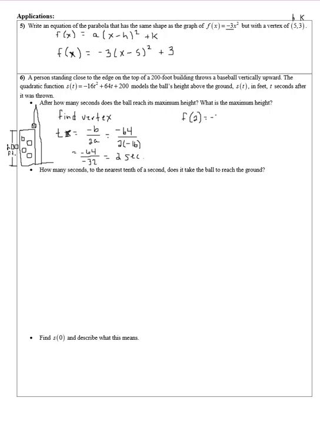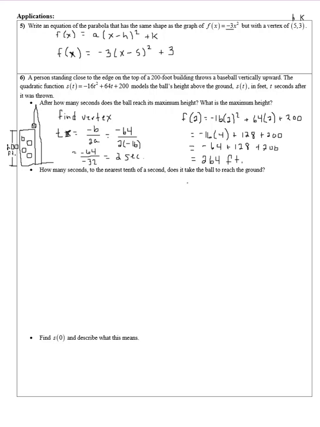Well, f of 2 is negative 16 times 2 squared plus 64 times 2 plus 200, which is, if you put that in your calculator, or you can do it the long way like I'm about to do. 2 squared is 4. 64 times 2 is 128 plus 200. Negative 16 times 4 is negative 64. So the highest point that it reaches, which is after 2 seconds, is 264 feet above the ground.